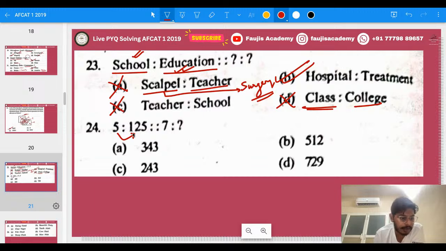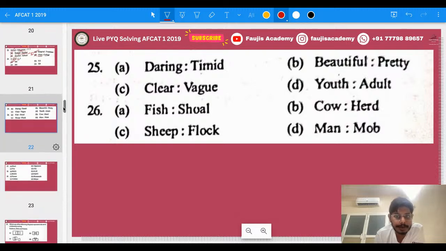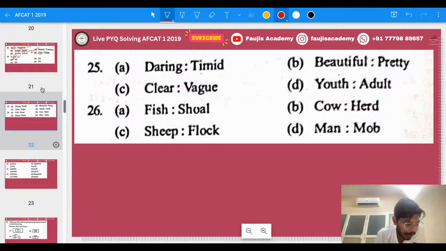5 is to 125. So 7 is to what? This is the value of 5 cube. So 7 cube is how much? 343. Quick, guys, quick. Hospital, treatment. Yes, okay, cool. Question number 25, yes, that's correct.